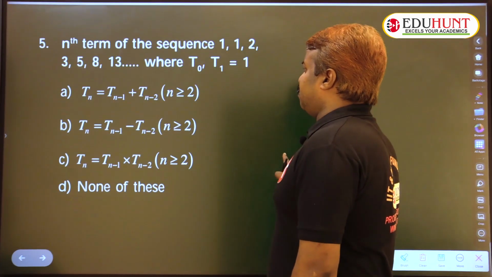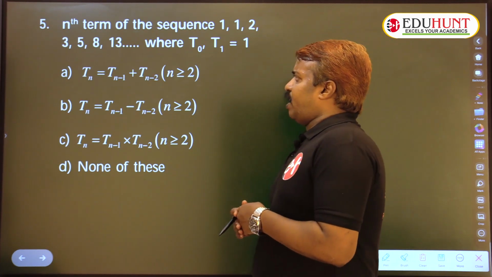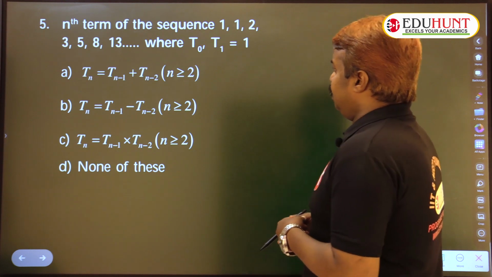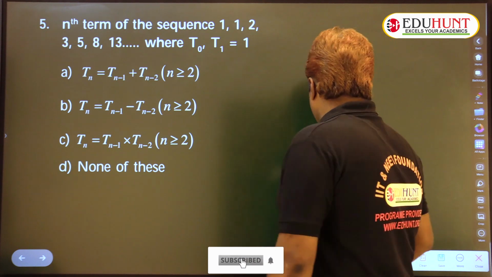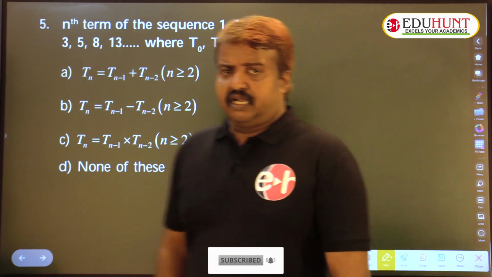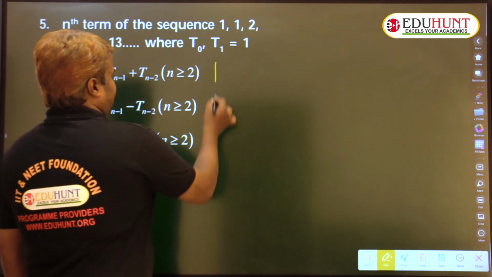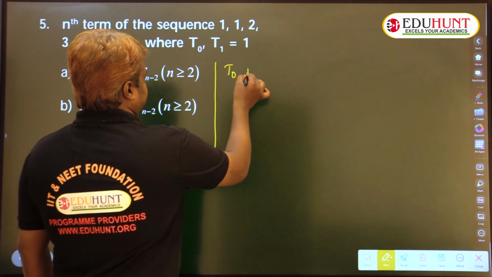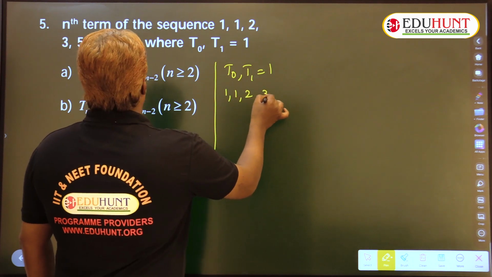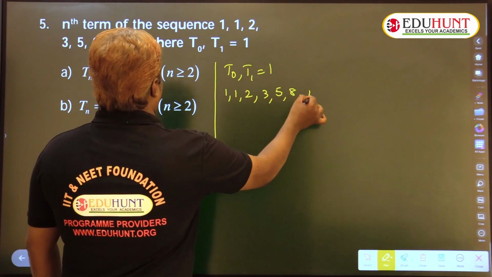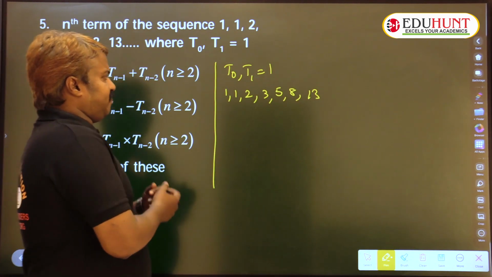Fifth one, the nth term of the sequence: 1, 1, 2, 3, 5, 8, 13. Here T0 and T1 are both 1. So what will the next terms be? They are asking for the term here. In the sequence 1, 1, 2, 3, 5, 8, 13, you have to see the difference.